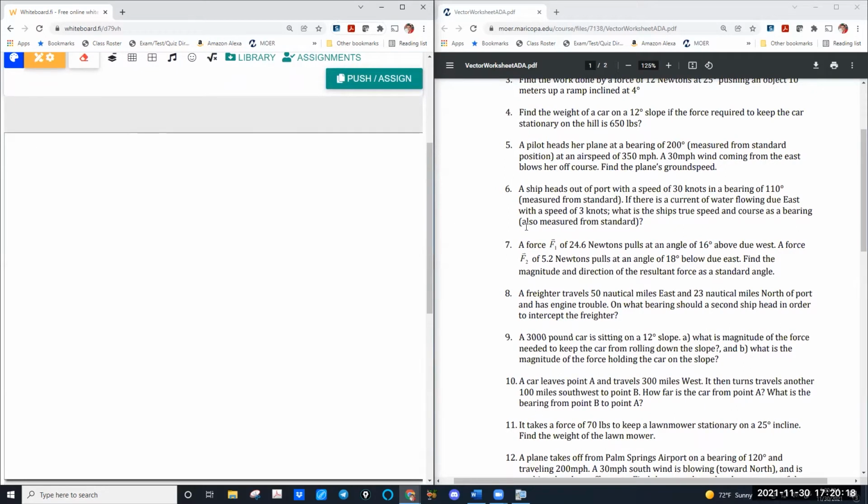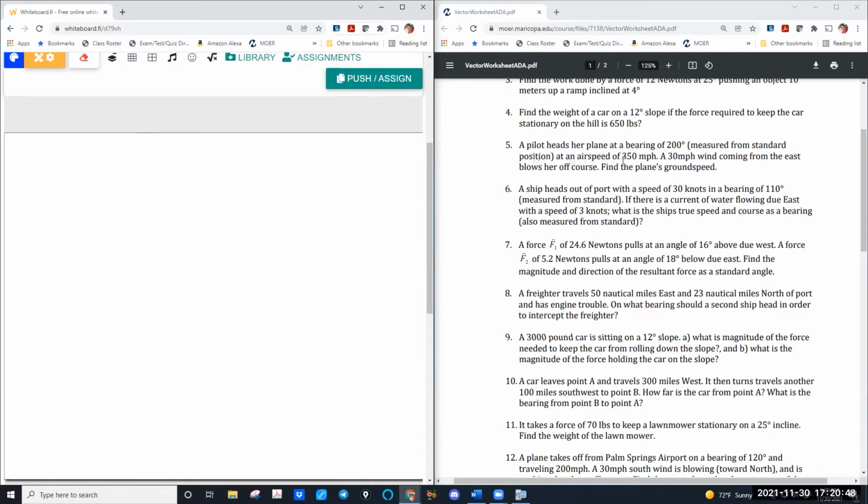All right. So number 5, again, very common vector problem. We got a pilot who's heading at a bearing of 200 degrees, measured from our standard position, so that positive x-axis, at an airspeed of 350, and a 30-mile-per-hour wind coming in from the east blows her off course. So that means it's coming in and going west. And it asks for finding the plane's ground speed.